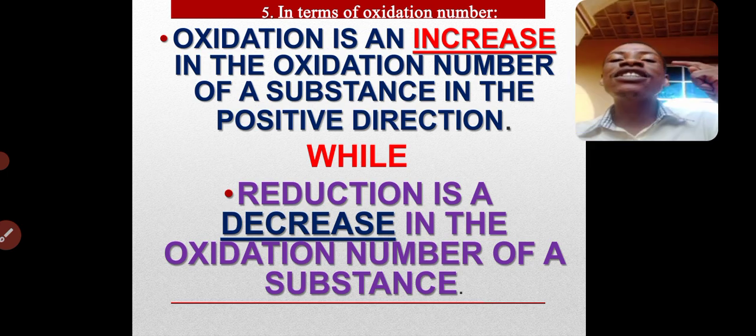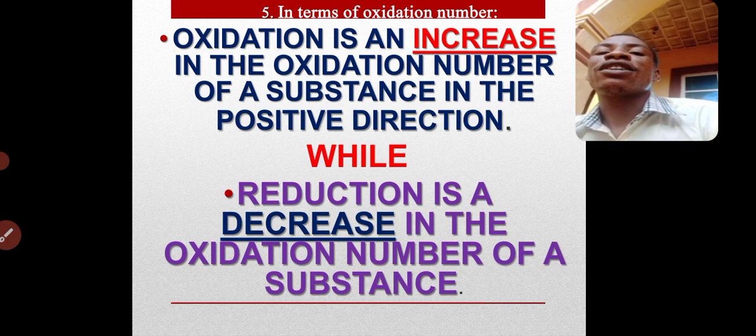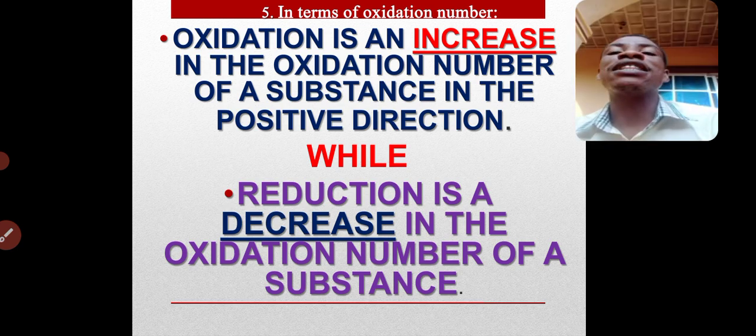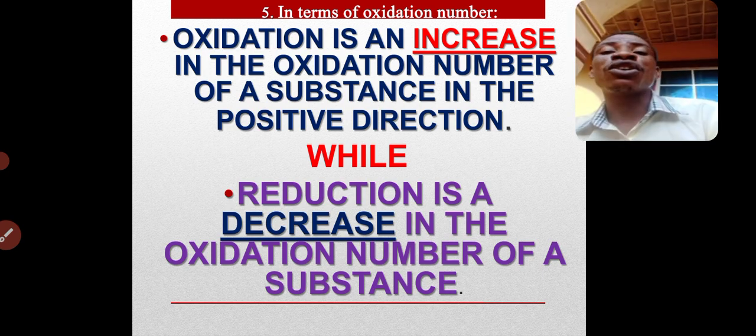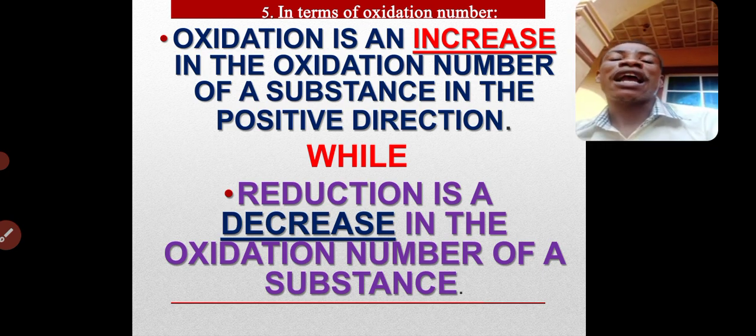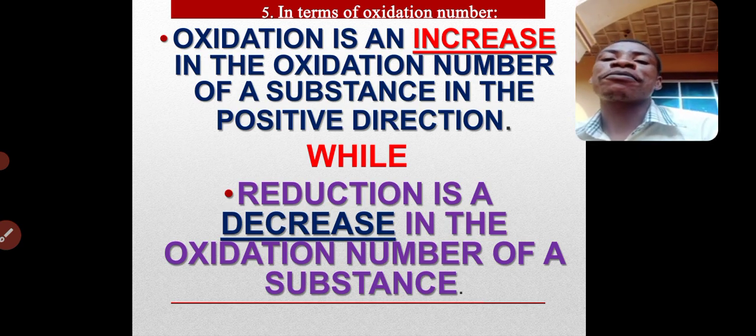But when there's a reduction or decrease in the oxidation number of a substance, you call that reduction. That is, maybe from 0 to -1, that's reduction. Or from +4 to +3, that's reduction. From +3 to +2, that is reduction.